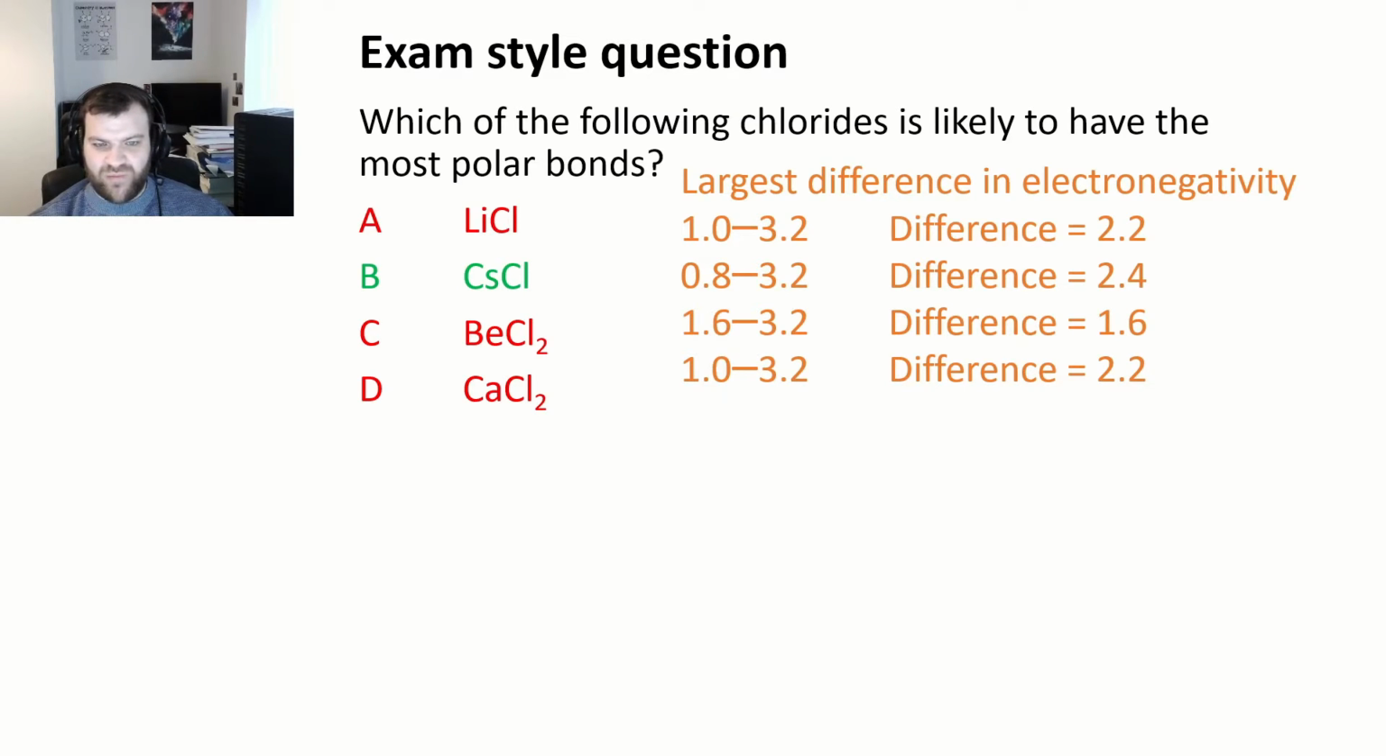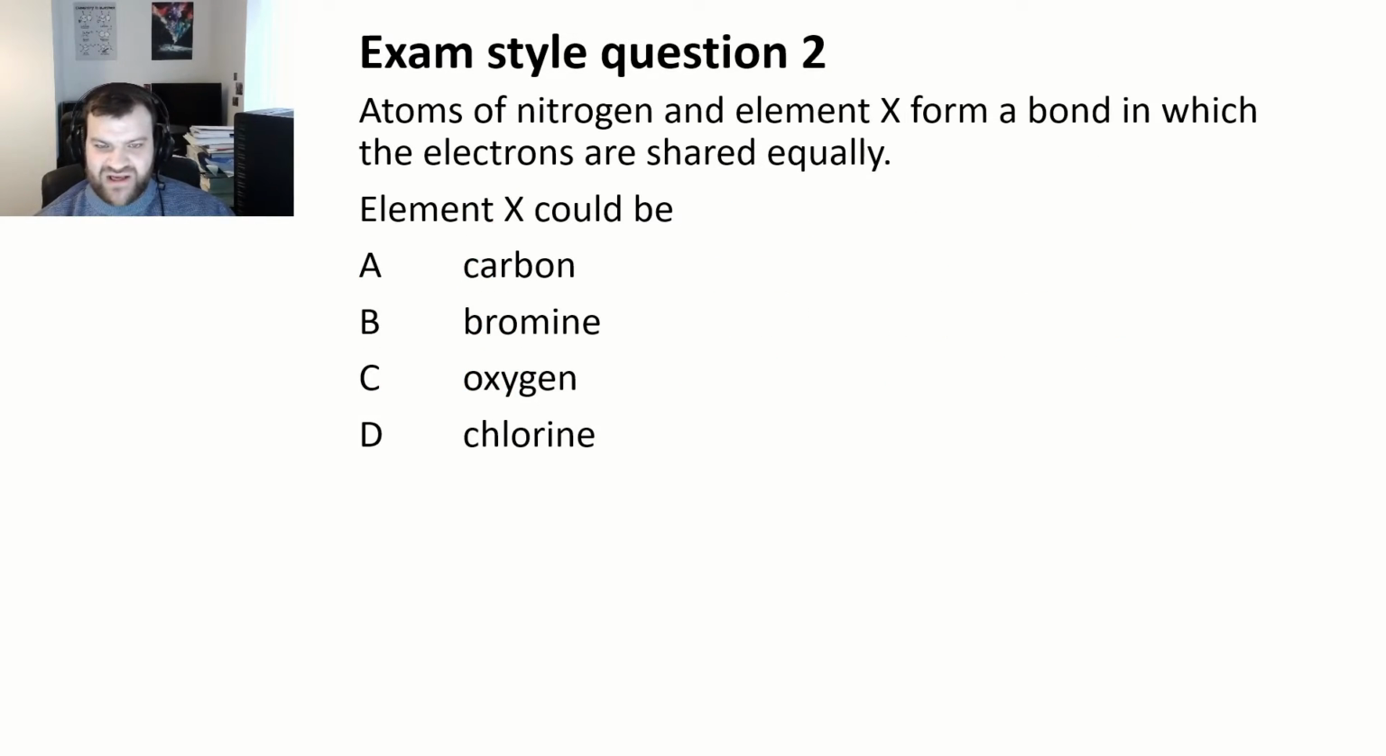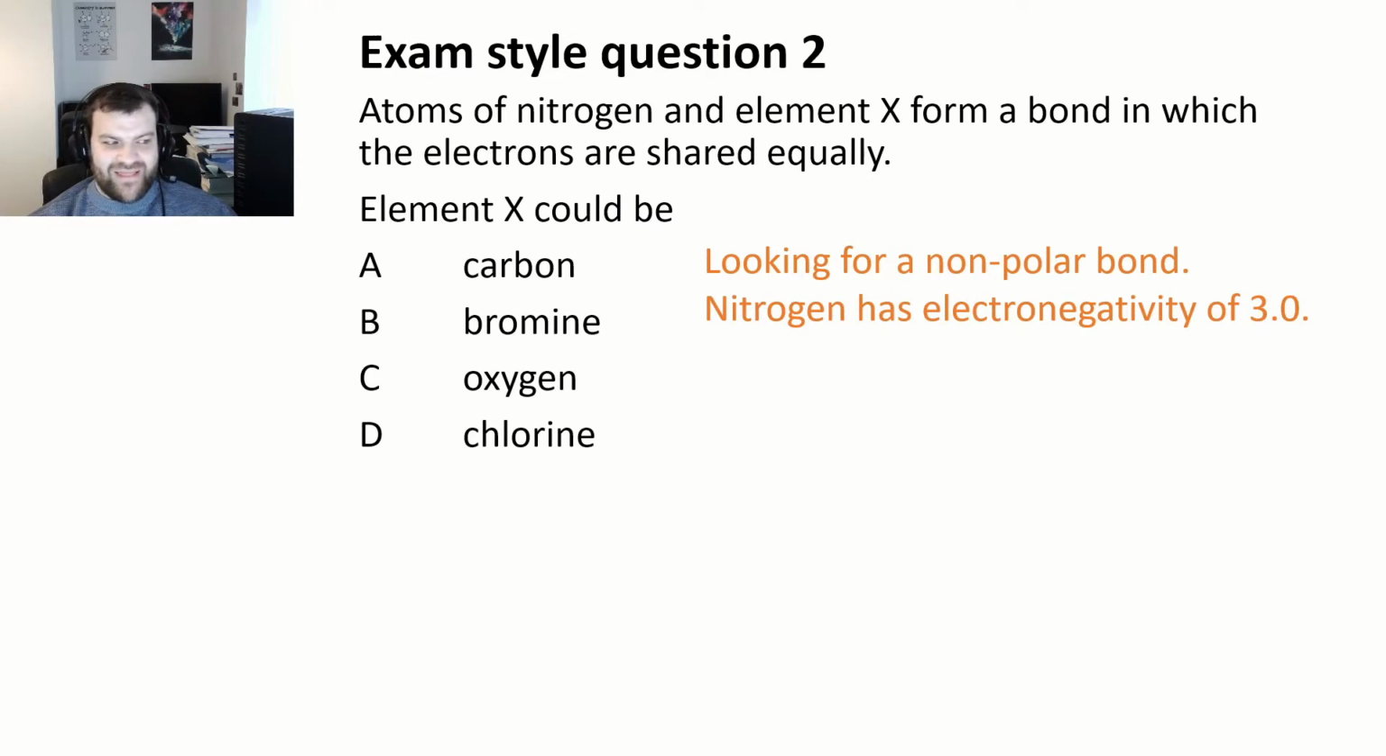In this question, we're talking about nitrogen bonding to element X, forming a bond where the electrons are shared equally. This means we're looking for a non-polar bond, and that means we're looking for something that has the same electronegativity as nitrogen, and nitrogen's value is 3.0. We find our values for each of these from the data booklet, and we see that bromine has got the same value, therefore it would make a non-polar bond with nitrogen.